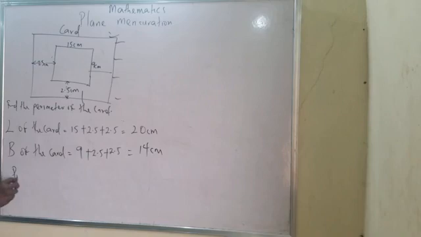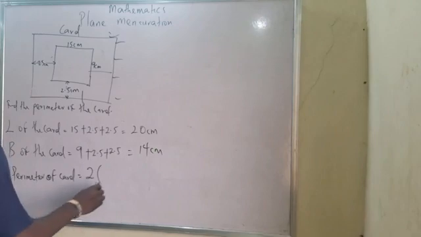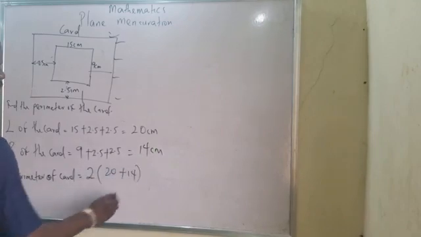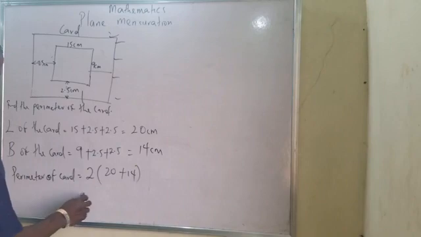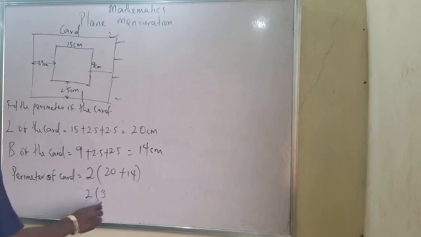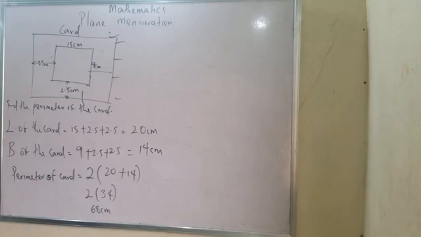I can now find the perimeter of the card. It means perimeter itself we are talking about will be equals to 2 brackets of, because there are two of these, of this card, 2 brackets of 20 plus 14, that'll be 2 brackets of 34, which I have 68 centimeter. Now, please, 68 centimeter is just the answer. You can also find the area.